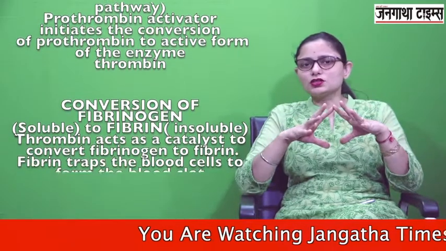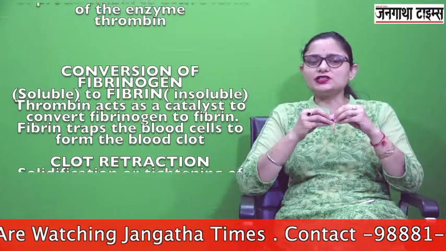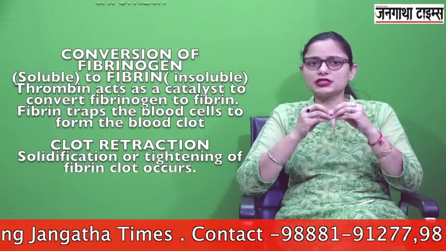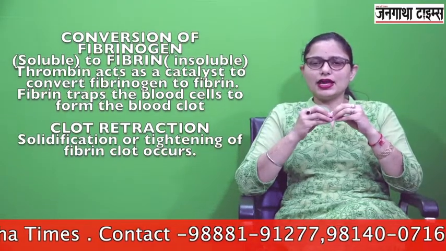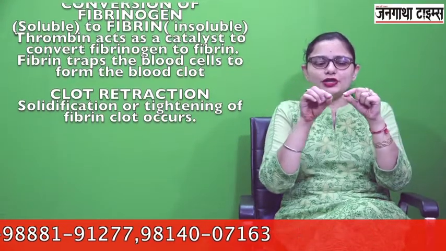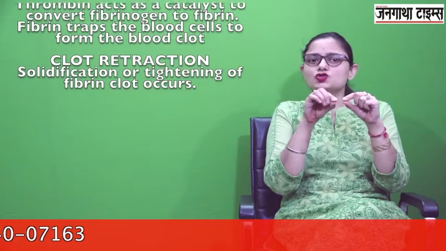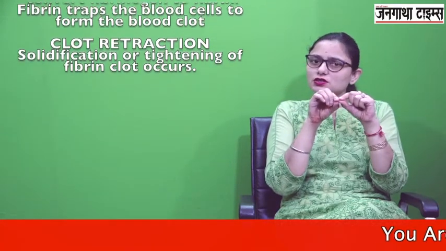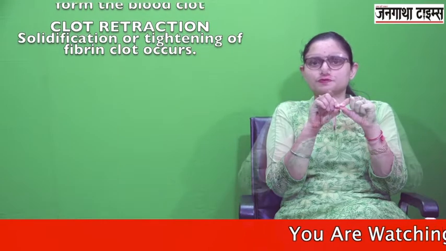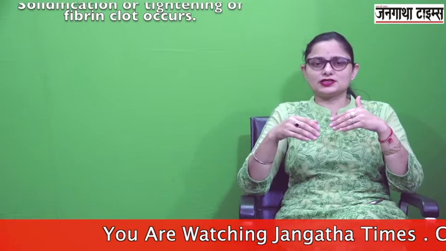Now once the clot is formed, clot retraction starts. The clot starts tightening. And what it does is bring the two damaged vessel parts nearby so that the chance of further hemorrhage is reduced. After the clot retraction, the last step is fibrinolysis.